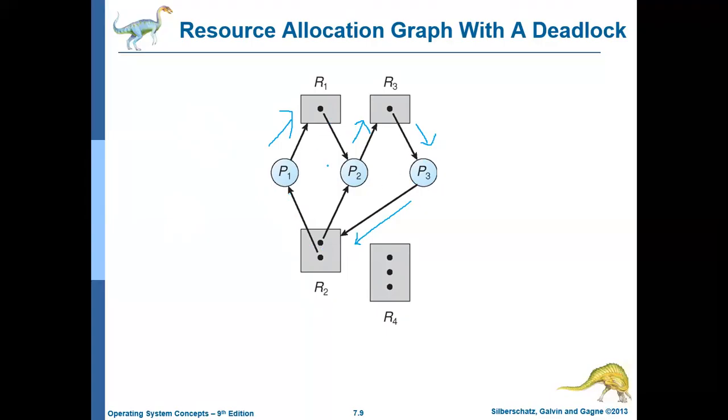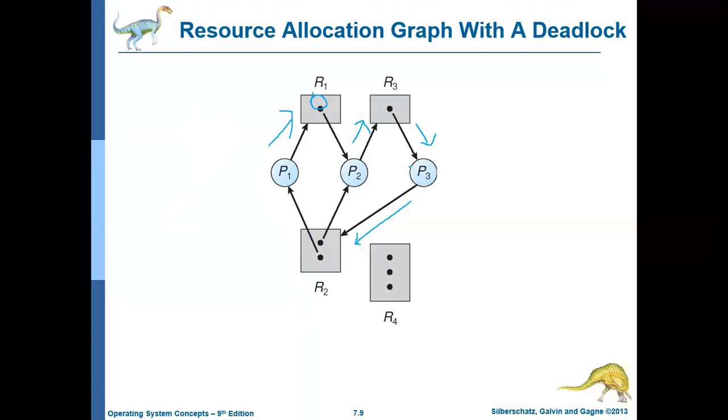So you check all the four conditions were satisfied. Mutual exclusion: yes, all these processes are basically in mutual exclusion, because if this resource R1 is allocated to P2, then nobody else can use it. And hold and wait: all the processes are holding a resource and waiting for some other resource. So the second condition, hold and wait, is satisfied.